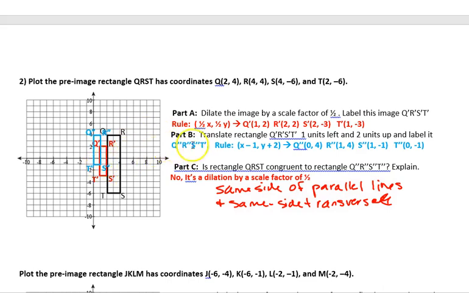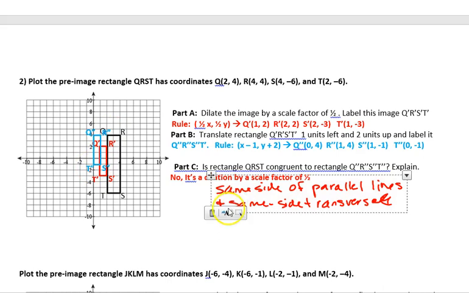And then part B says translate the rectangle QRST prime 1 unit left and 2 units up. So we're going to subtract 1 from every x value, and we're going to add 2 to every y value. When we do that, we get our QRST double prime, basically. And we would then plot those 4 points and label them Q double prime, R double prime, S double prime, T double prime.